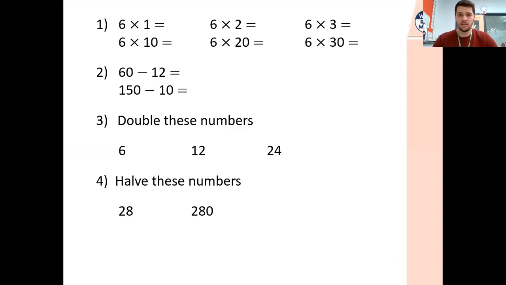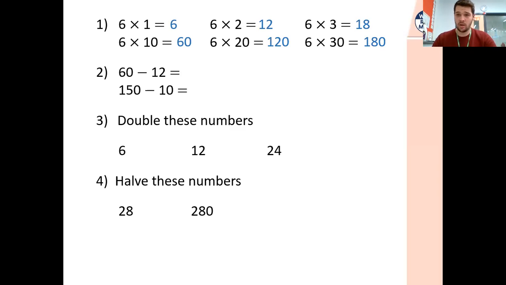6 times 1, 6 times 10. 6 times 2, so what's 6 times 20 going to be? 6 times 3, what's 6 times 30 going to be? And then you have some quick subtraction questions, some doubling, and some halving, skills you're going to be using today. So 6 times 1 is 6, so 6 times 10 is 60. 6 times 2 is 12, so 6 times 20 is 120. 6 times 3 is 18, so 6 times 30 is 180.